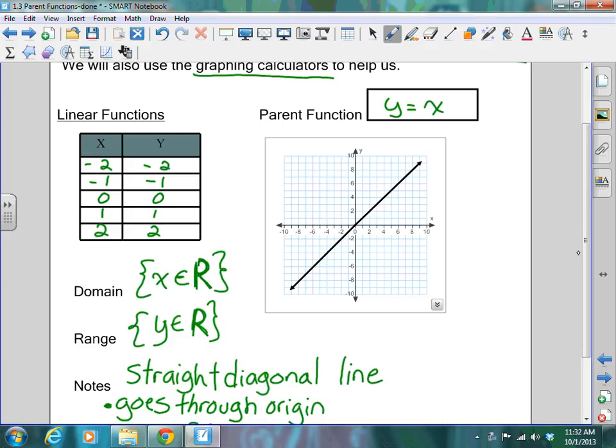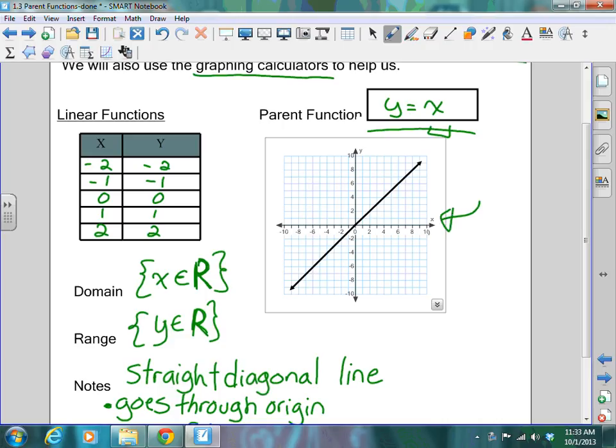The first parent function, so look on your first chart, ladies and gentlemen. It's a linear function. So the parent function, the easiest form of a linear equation, is y equals x. So fill that under the column for that. Okay? Then what we're going to do, guys, is plug that in the graphing calculator. So you go to y equals, and then you press x, which is your X, T, theta, n button. And when you graph this with a graphing calculator, you get this graph.